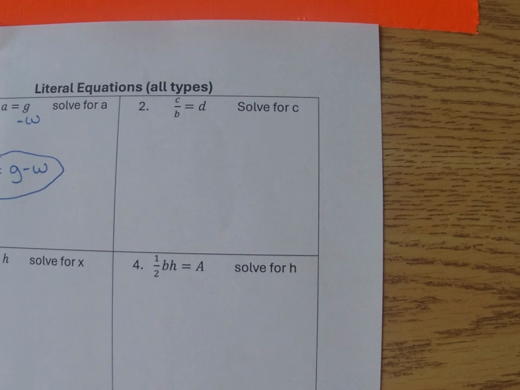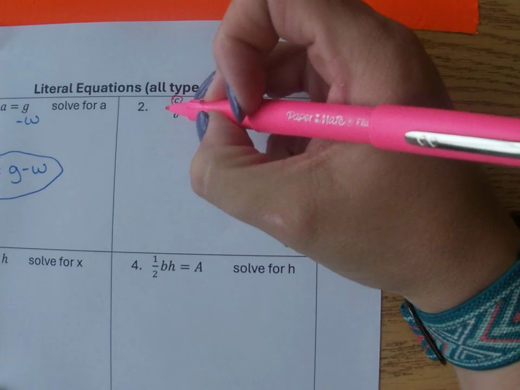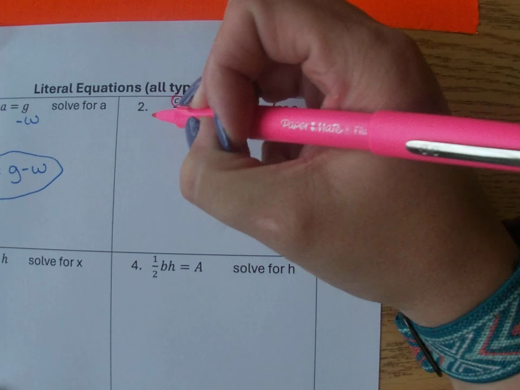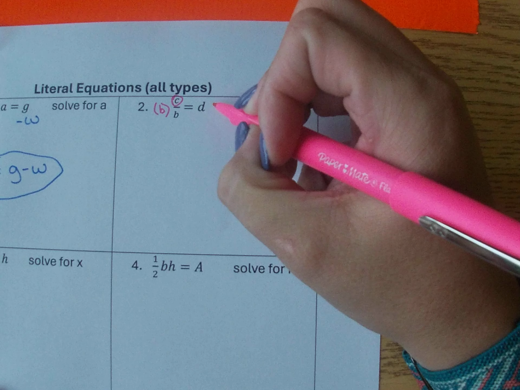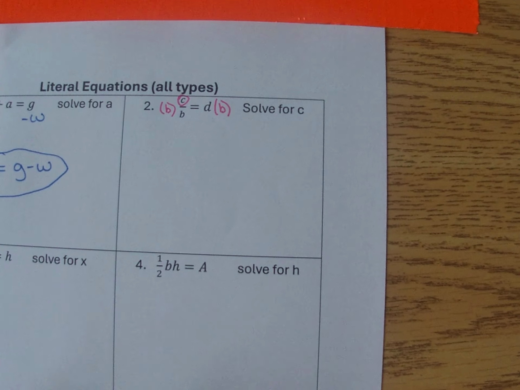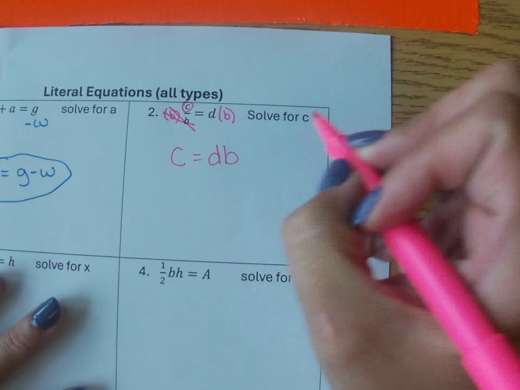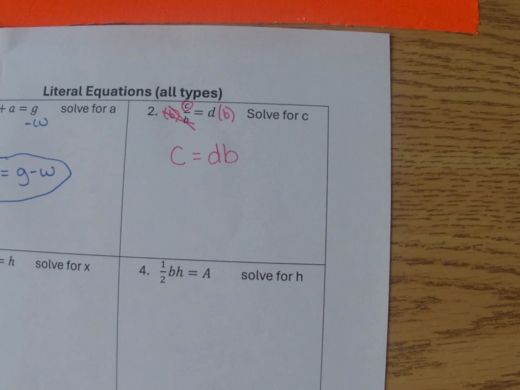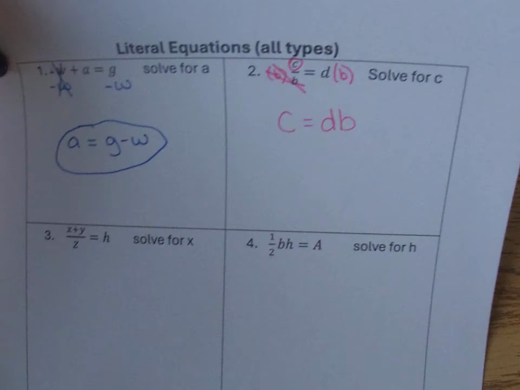If I look at number 2, same concept. If I want to solve this for c, c is the variable I'm trying to get by itself. Over here with c is b. These two letters are attached with division, and I undo division with multiplication. So I would multiply both sides by b. These b's cancel out, so that leaves me with c equals d times b. You could write that as b times d as well, that would be fine. We don't know what that is either way, so we're just setting them next to each other.